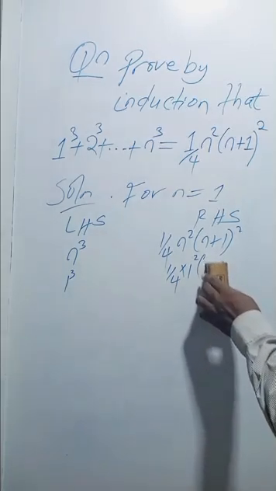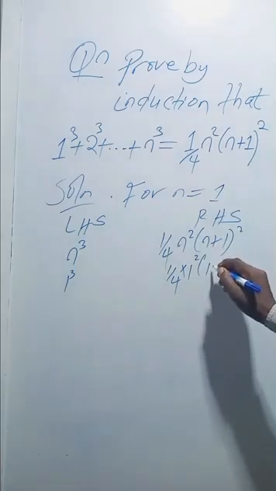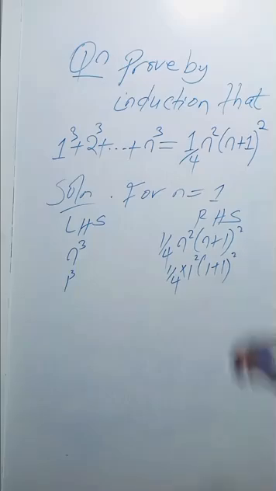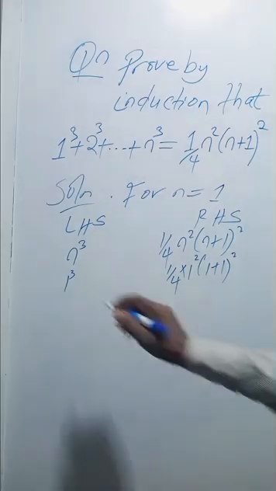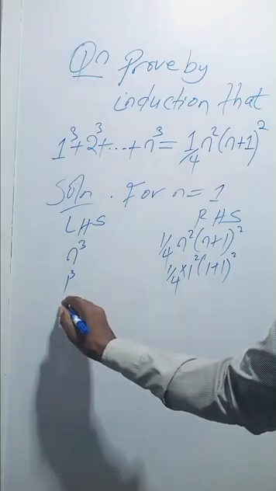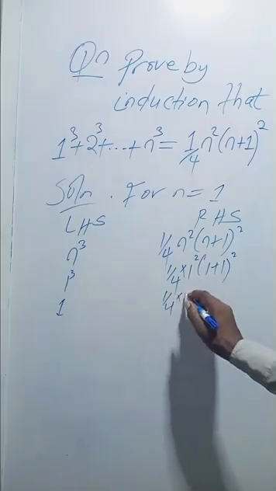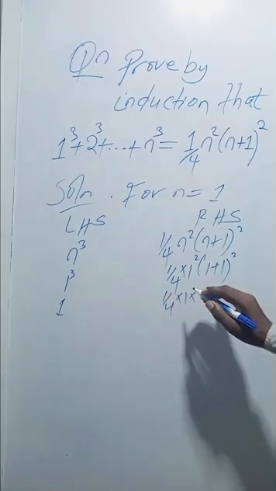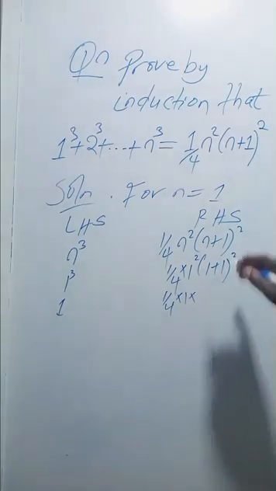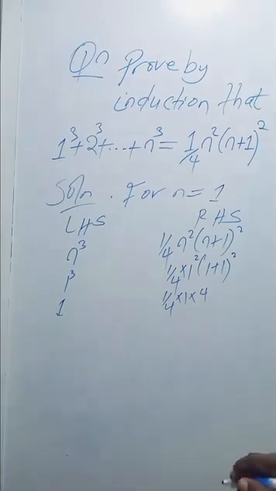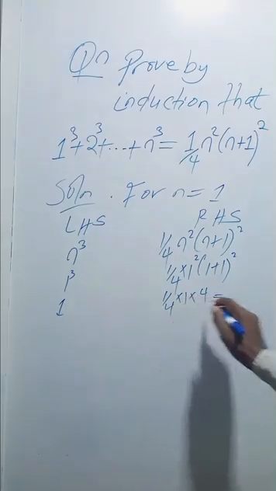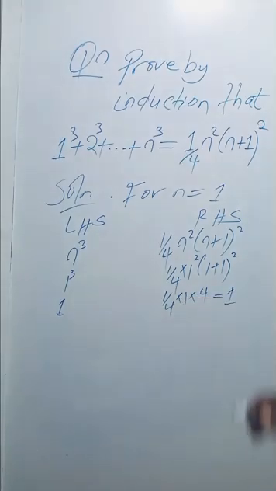n is 1, then we add 1 there, we square. 1 raised to any power gives us 1. Then here we have 1 over 4 times 1 times 1 plus 1 is 2, 2 squared, that is 4. So at the end of it all, we get this one also equal to 1. So the first part of the proof is done.